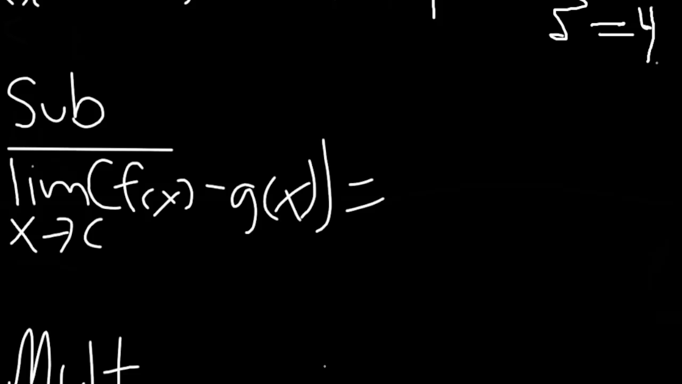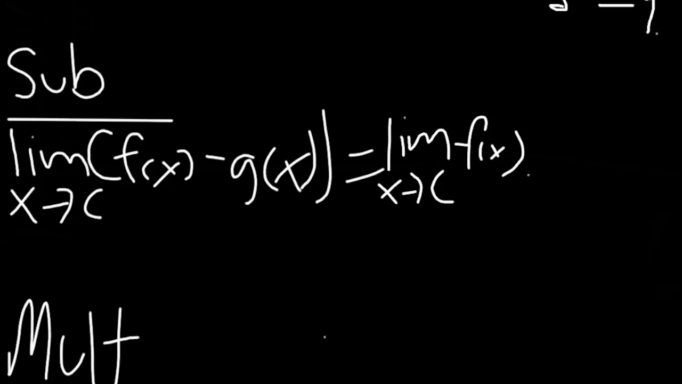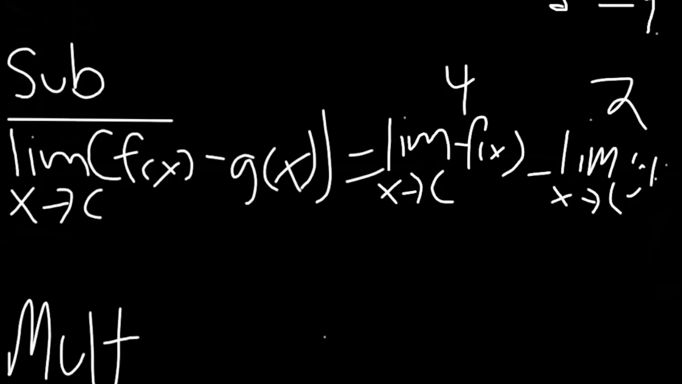Subtraction, same exact thing. So the limit, let me write it down. The limit as x approaches c of f of x minus, exact same thing, the limit as x approaches c of g of x. Let me just write it quickly. Alright, just pretend that's g of x. So you just find the limit of f of x and then minus the limit of g of x. Once again, if they do exist, let's just say that's 4 minus 2. The answer becomes 2. That's the limit, as long as the limits exist in the initial phase.